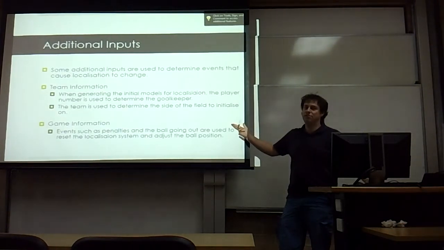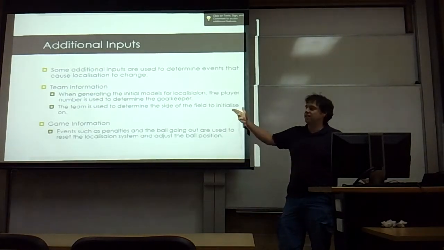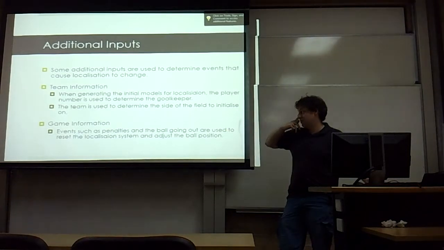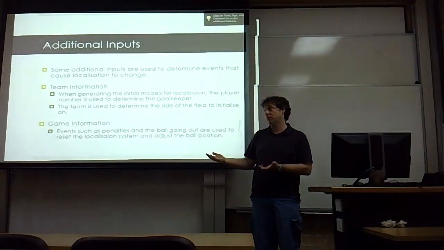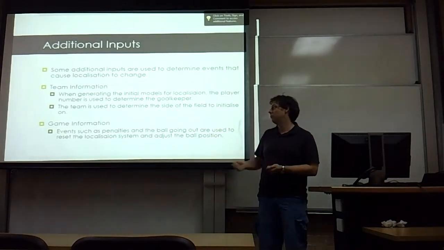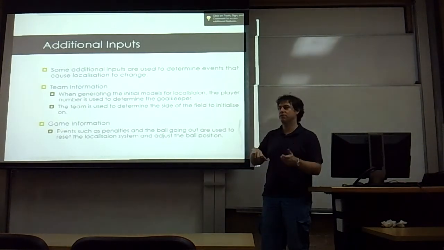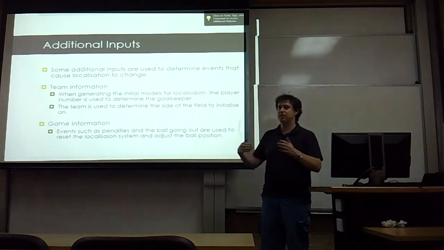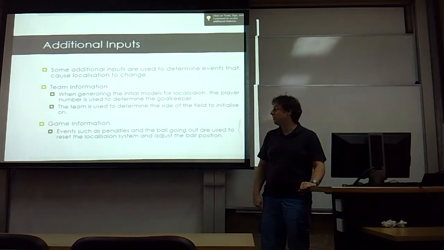Some of the additional inputs that the localization system uses are the team information and the game information, at least in the previous version of the code. For example, the team information is used to tell which side of the field you're on. Before, there was a yellow goal and a blue goal, and it used to read that to know what side of the field it put its models on when it started, because it tries to put them in a rough guess of where they are.